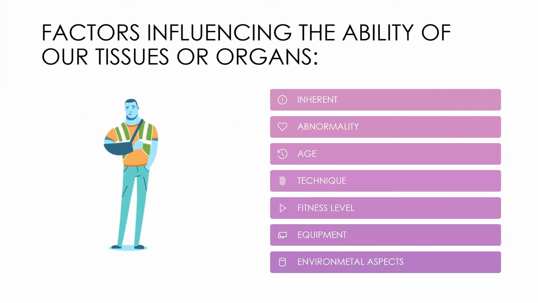Factors influencing the ability of our tissues or organs: inherent characteristics, abnormality, age, technique on how we perform a certain activity, fitness level or how fit we are, equipment, and environmental aspects.